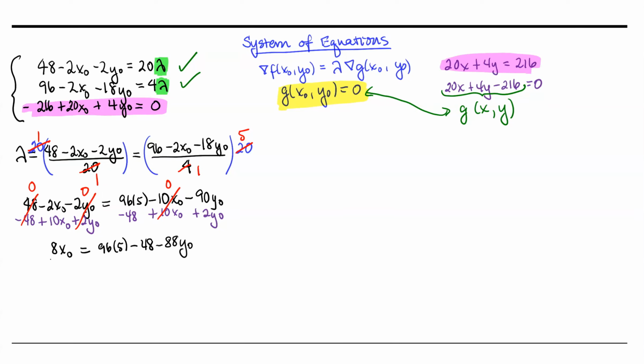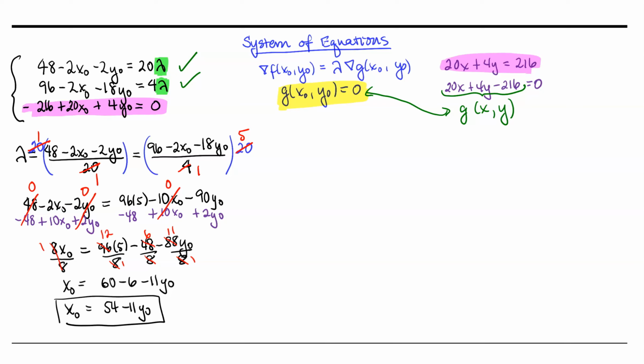Now, in this form, it's straightforward to divide by 8. So let's go ahead and divide everything by 8. 8 into 8 goes once. 8 into 96 goes 12 times. 8 into 48 goes 6 times. And 8 into 88 goes 11 times. So what we have now is that x naught is equal to 60 minus 6 minus 11y naught, or x naught is equal to 54 minus 11y naught.